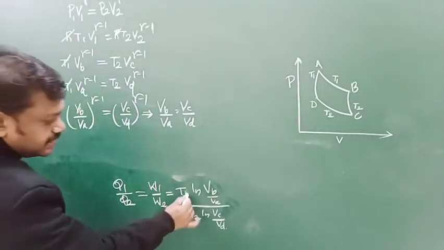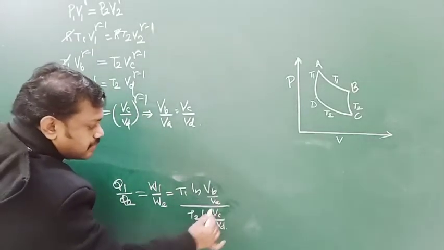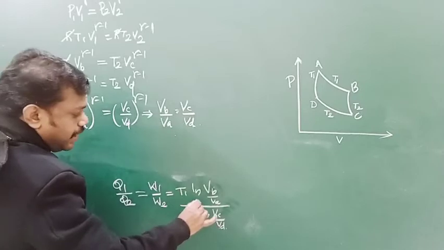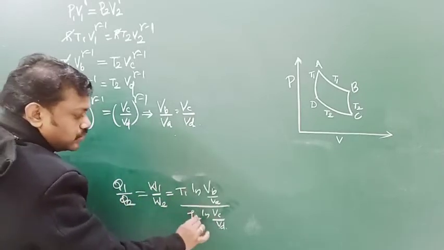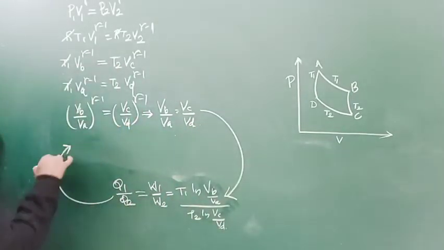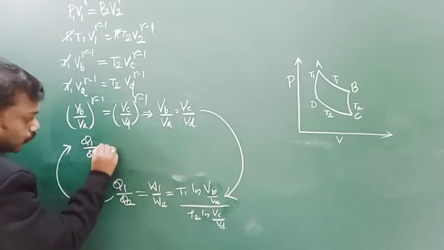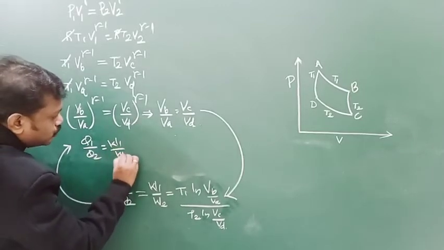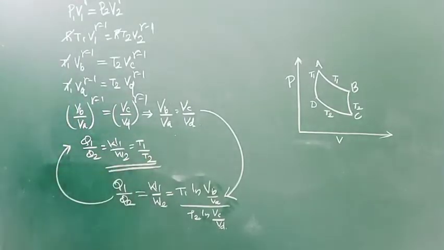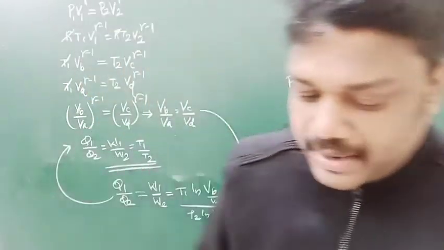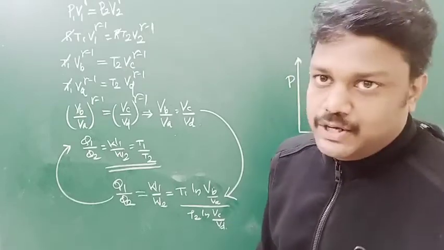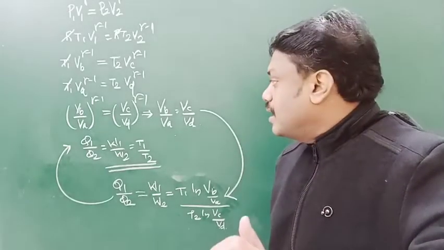Now we are considering that T1 log VB by VA and T2 log VC by VD, but VC by VD is also VB by VA. So when you substitute that here, Q1 by Q2, or W1 by W2, equals T1 by T2. That is an important result: Q1 by Q2 is equal to T1 by T2. Now you can go for the efficiency.